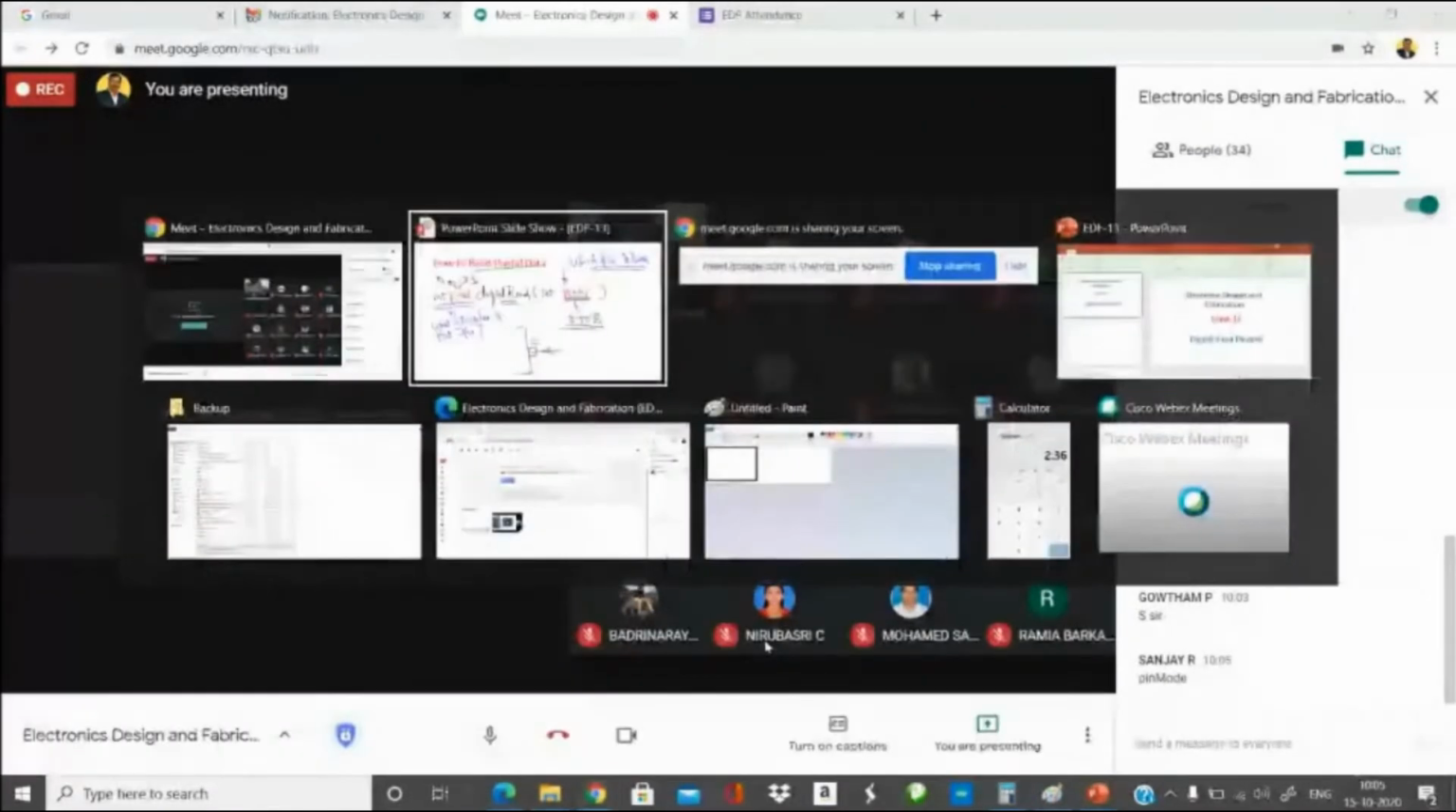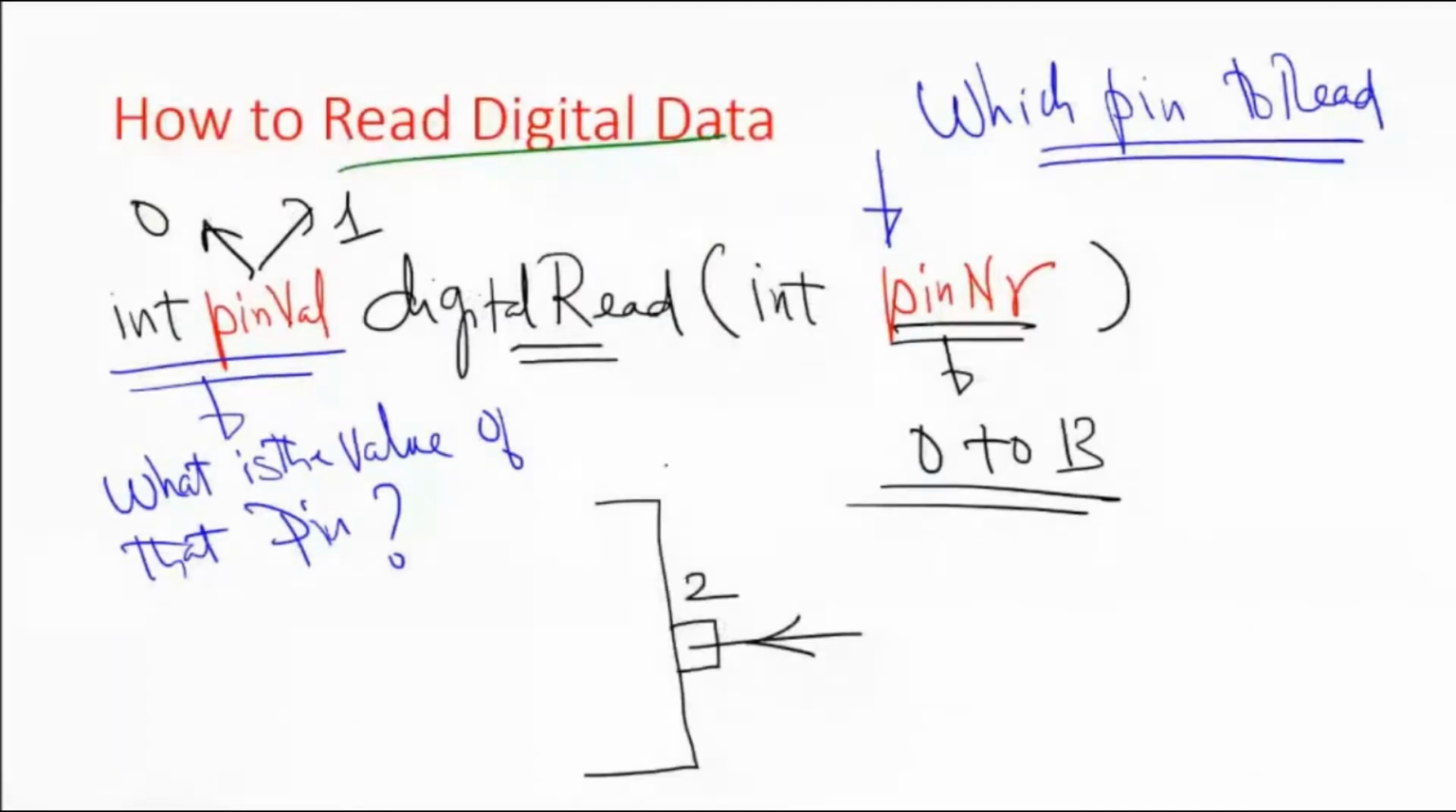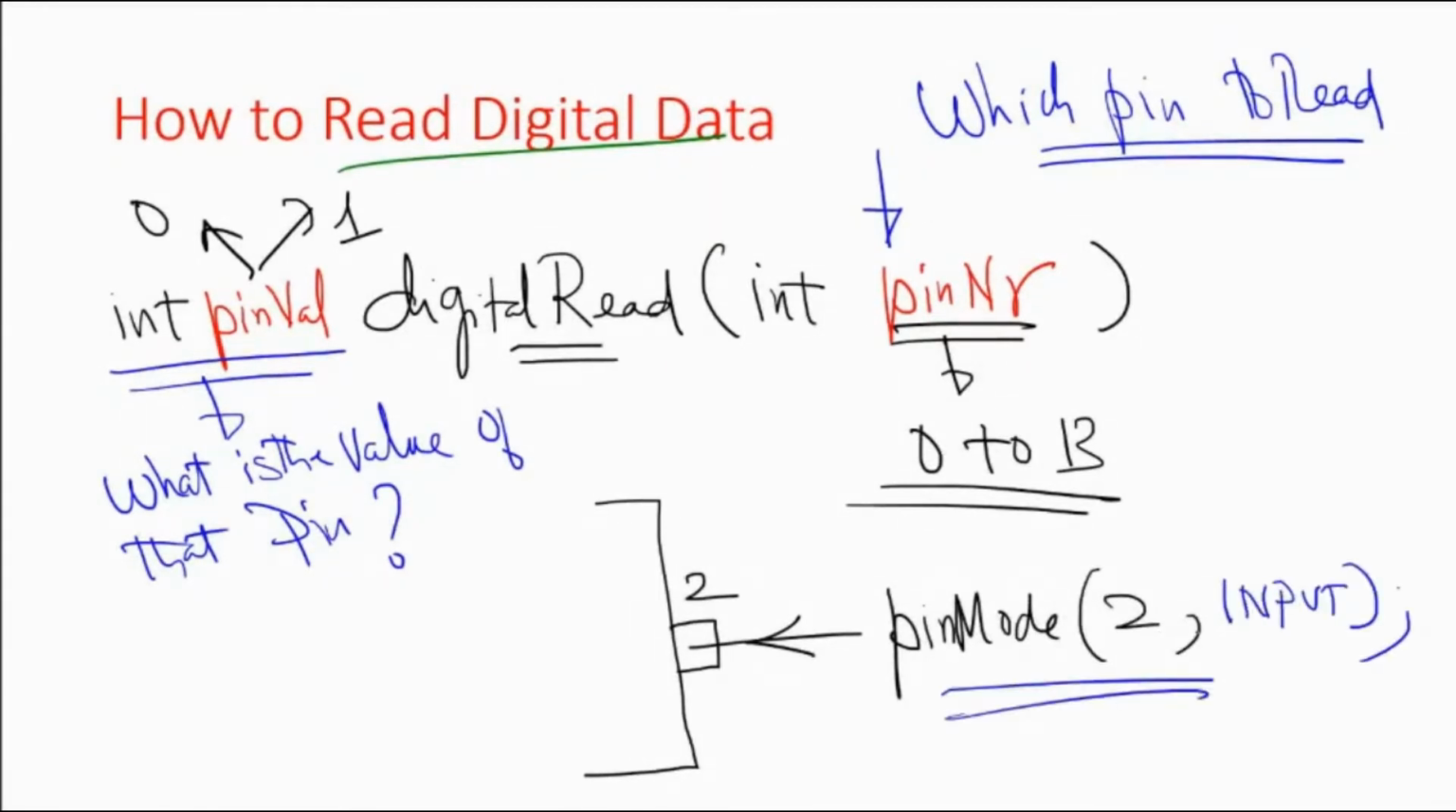So if I'm going to use pin number 2 as an input device, we call the pinMode function: pinMode, pin number 2, should be configured as input. For output, you would have defined this as output. For input, you should define that as input. So that is the first thing that you should do. If you want to read a value from any particular pin of Arduino, the first thing you should do is configure that particular pin as an input device. That is the primary thing.